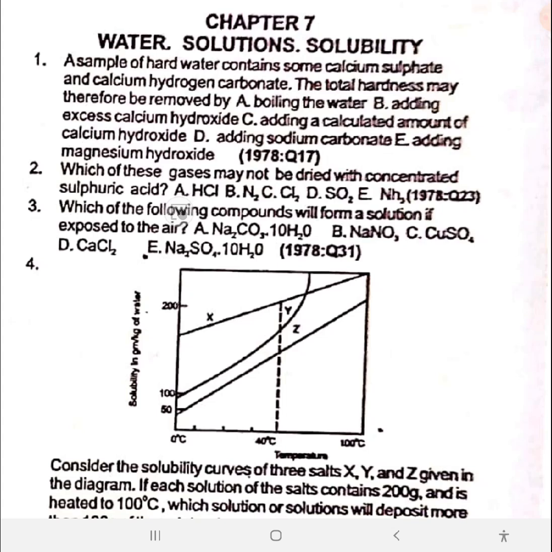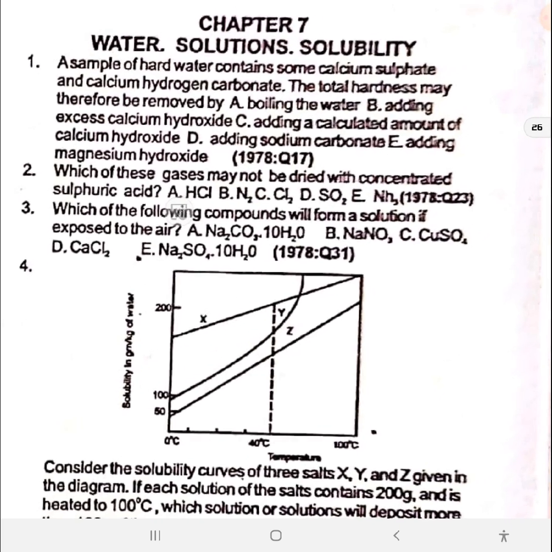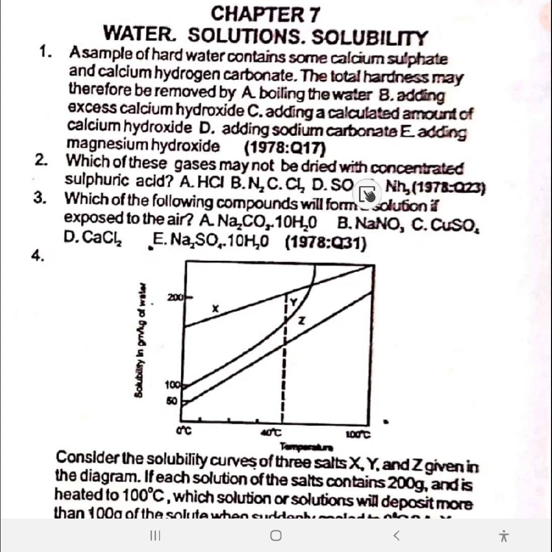Next, P4O10 dries all gases except ammonia. And lastly, silica gel is a universal drying agent. So number two here, they said which of these gases may not be dried with concentrated sulfuric acid? Let's see, ammonia, option E.